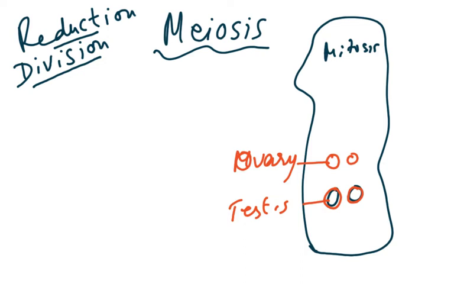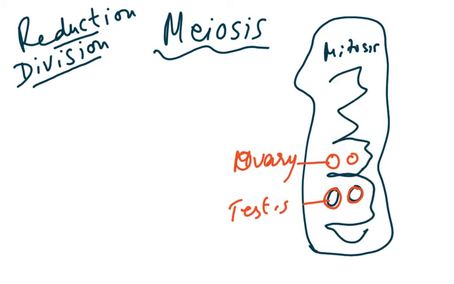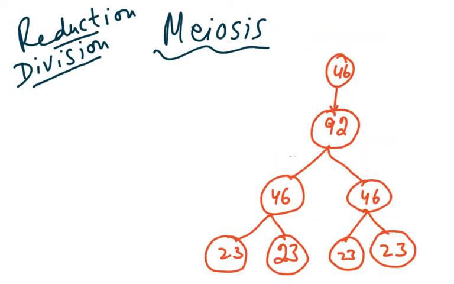So in every cell of the rest of the body, mitosis is taking place. But only in the reproductive organs, like the ovary and the testes, is meiosis going to take place. What happens in meiosis? First, let's understand that. Meiosis is divided into stage 1 and stage 2. There is meiosis 1 and then there is meiosis 2.